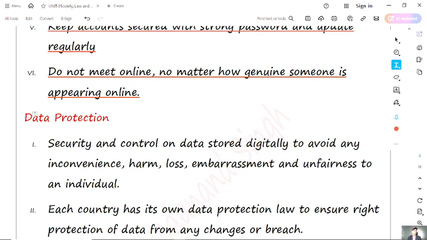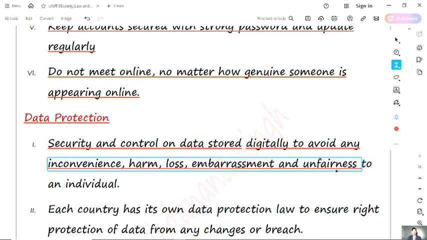So the next is data protection. I have already discussed data protection. Data is only the raw material, and protection simply means protecting the data. First is security and control of data stored digitally, to avoid any inconvenience, harm, loss, embarrassment or unfairness to an individual. This is the first point.